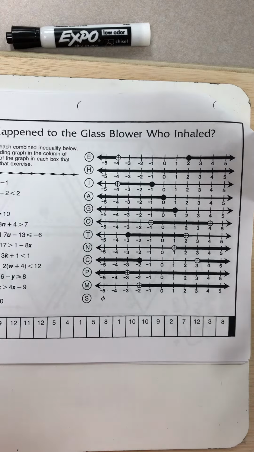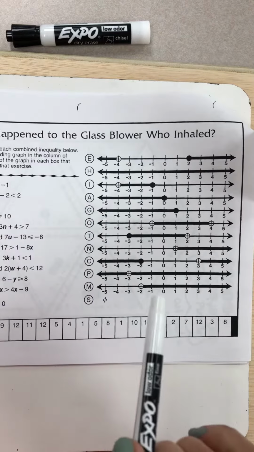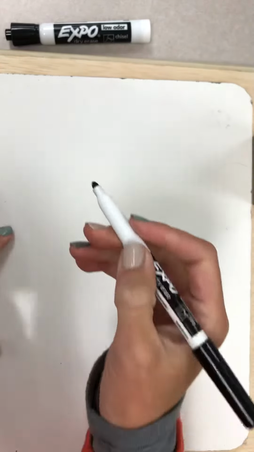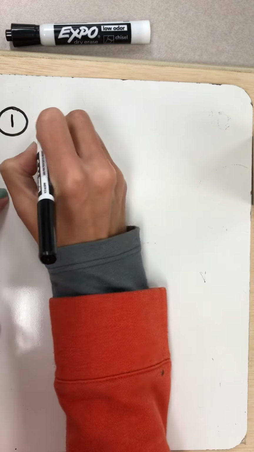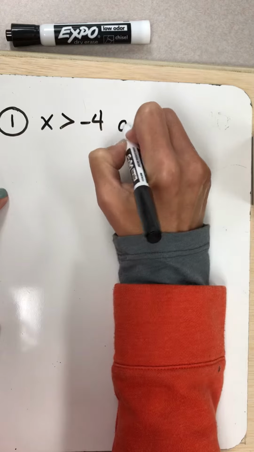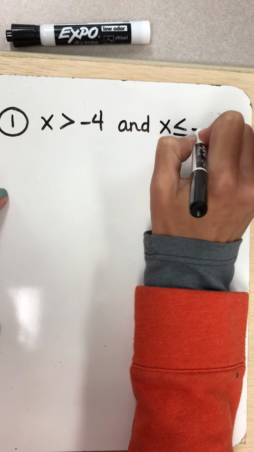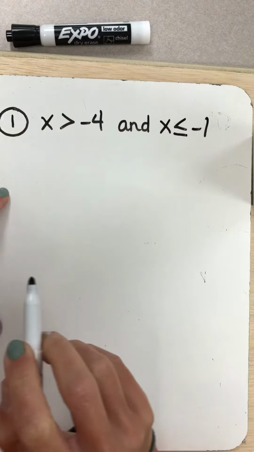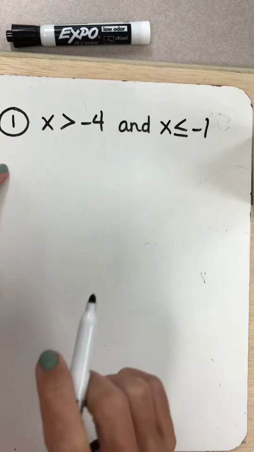All right, here's a couple of examples from our worksheet, Pizzazz, page 195, what happened to the glass blower. And I'm going to write the examples on our whiteboard here. Let's go ahead and do number one. Number one says x is greater than -4 and x is less than or equal to -1. I need to solve and find what values make both of these true at the same time.